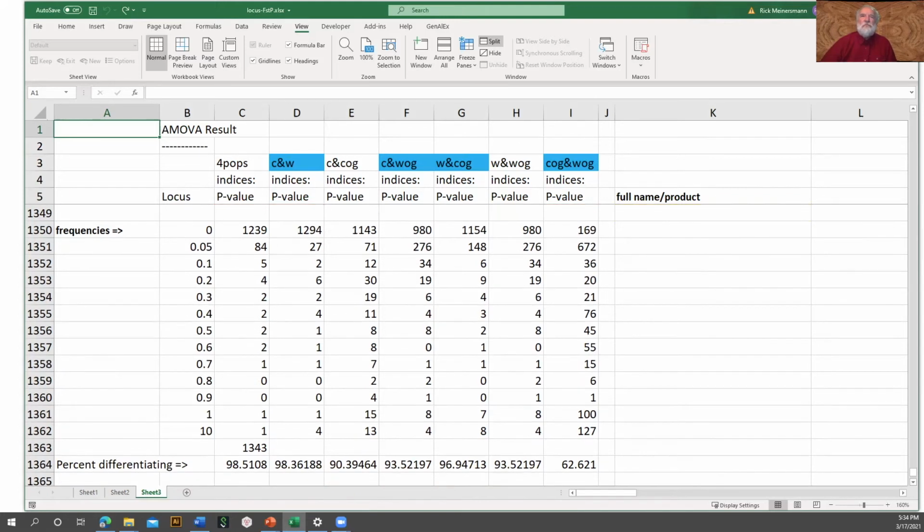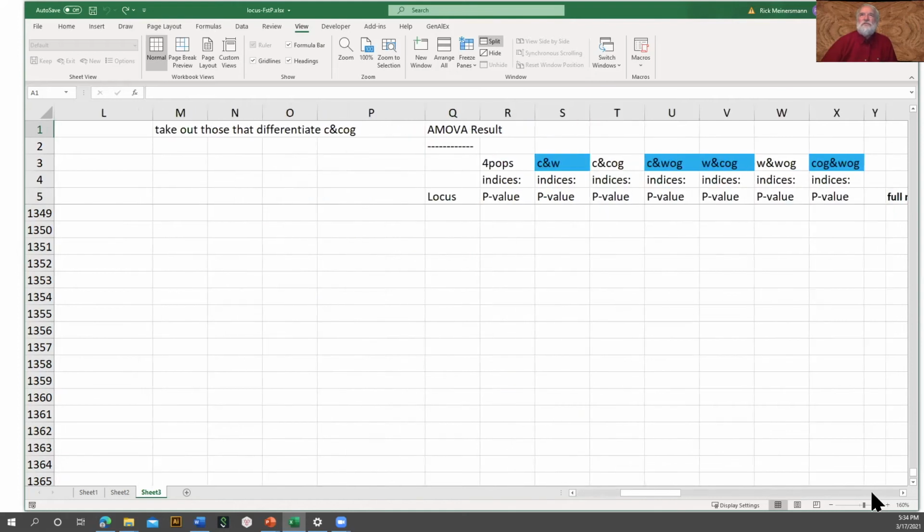You can see down here, this is a summary of the number of differentiating loci in that group. So as many as 98% of the loci are differentiating. So this is way too many to be able to pick which ones are the significant ones to determine what is giving it an advantage in the water versus in the chickens. So I started a process of subtraction.